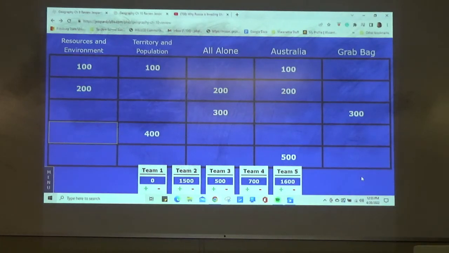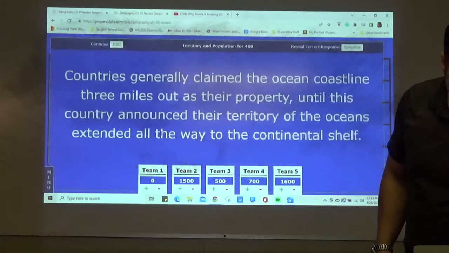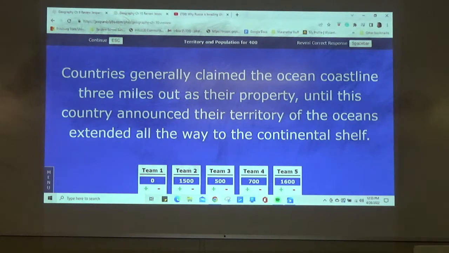Team 5, here we go. Territory and population 400. Countries generally claim the ocean coastline 3 miles out as their property until this country announced their territory of the oceans extended all the way to the continental shelf.